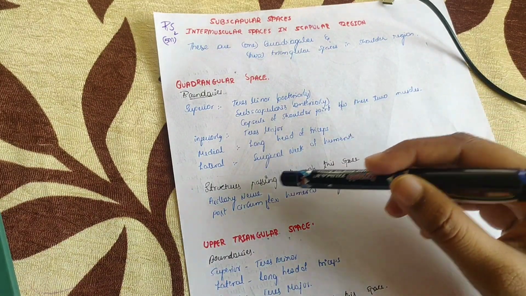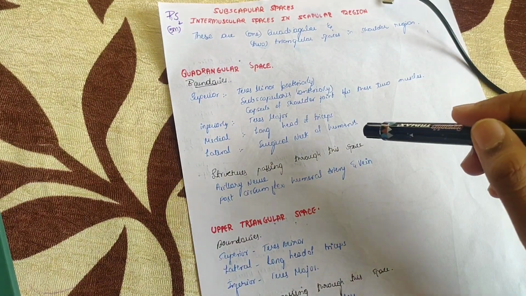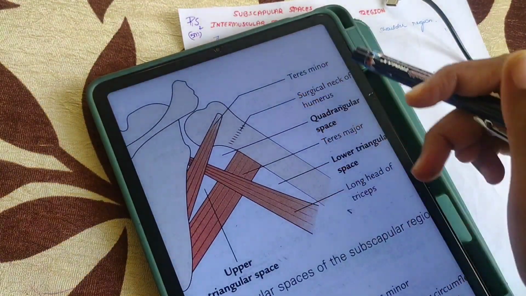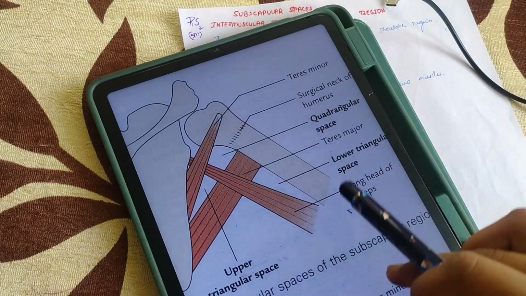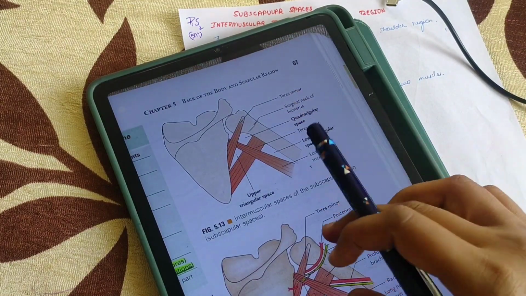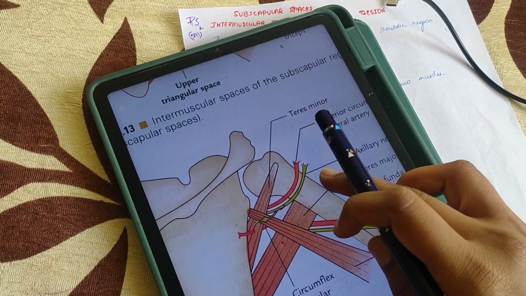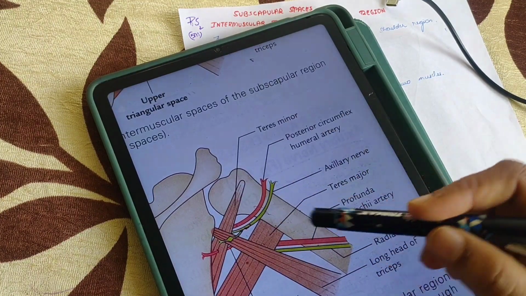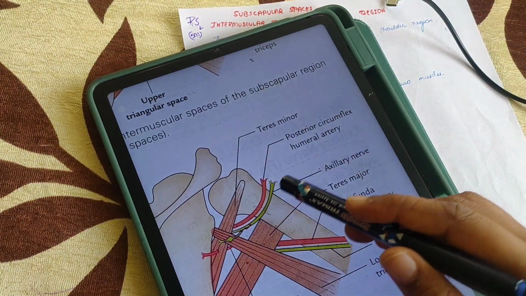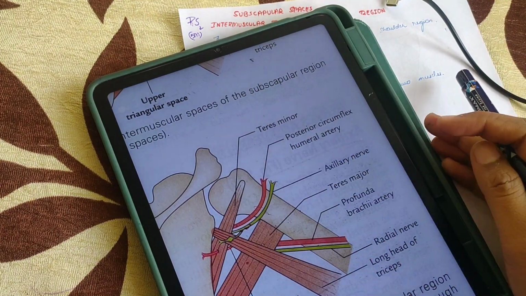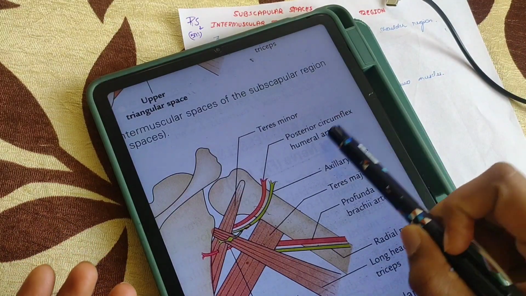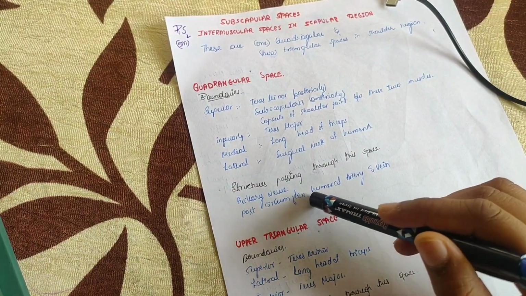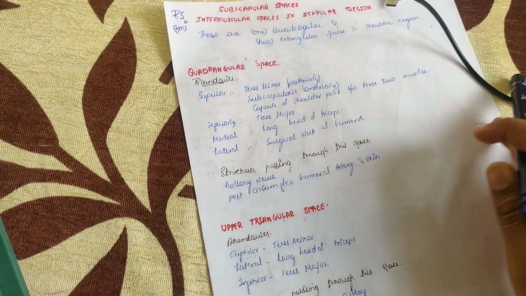Now the structures passing through this quadrangular space. The surgical neck of humerus is a boundary of the quadrangular space, so structures related to the surgical neck are also the contents of the quadrangular space. These are the axillary nerve and the posterior circumflex humeral artery and vessels. As we are seeing from the back, we can see only the posterior circumflex humeral artery. So the contents will be the axillary nerve and the posterior circumflex humeral artery and vein.